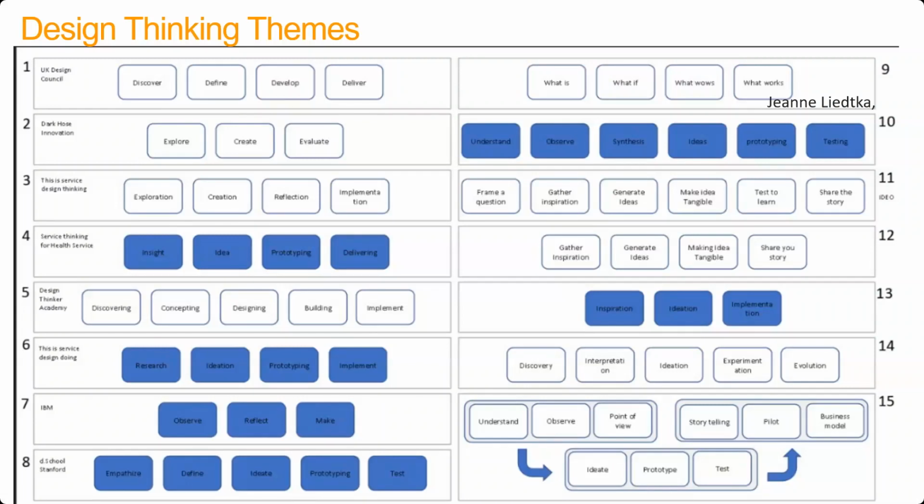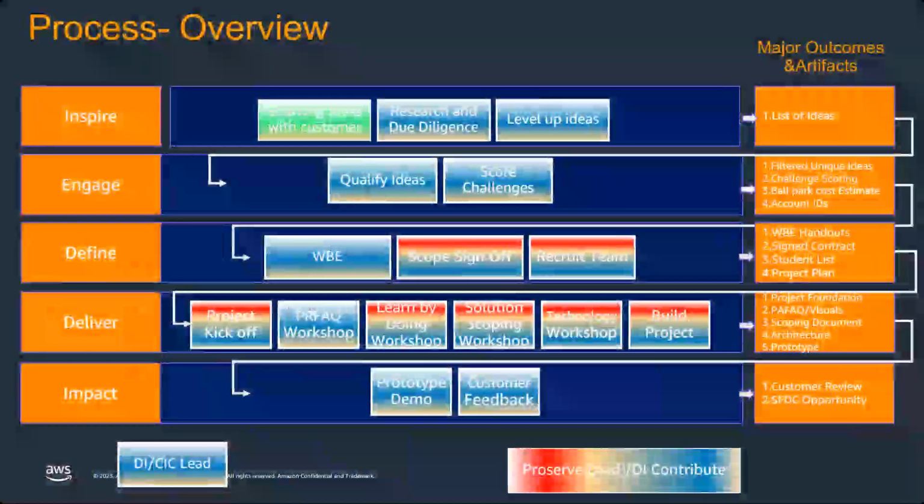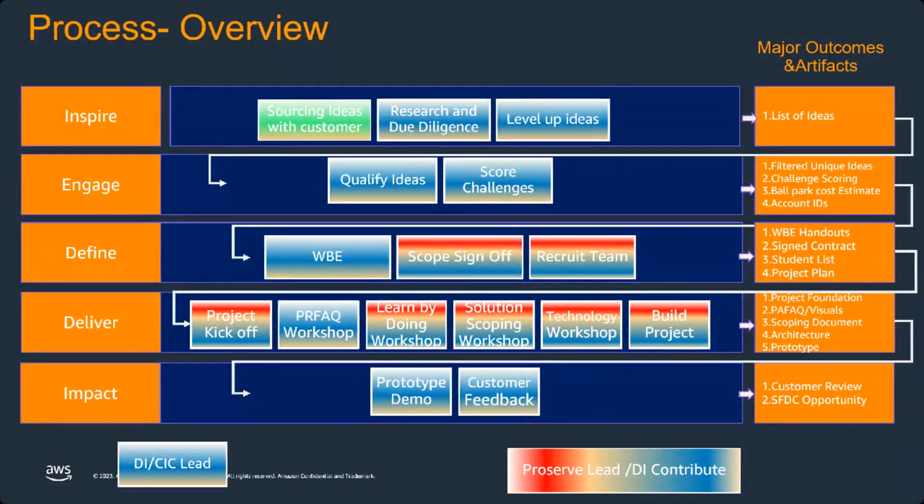Some of them focus on the customer, some of them focus on the technology. But in general, these are a list of what we call themes and approaches for different organizations, as I mentioned, for design thinking. But let's proceed a little bit, and I can show you how we do it at AWS. We have the same thing inherited from design thinking. We have 5 stages exactly: inspire, engage, define, deliver, and impact.